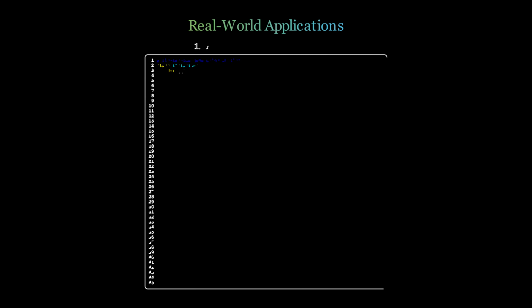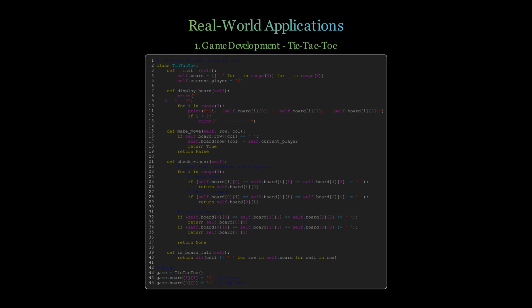2D lists shine in countless real-world scenarios. Let's explore practical applications that demonstrate their versatility and power. Game development benefits greatly from 2D lists. Here's a tic-tac-toe implementation where the game board is a 3x3 matrix. We can easily check moves, validate positions, and determine winners by examining rows, columns, and diagonals.